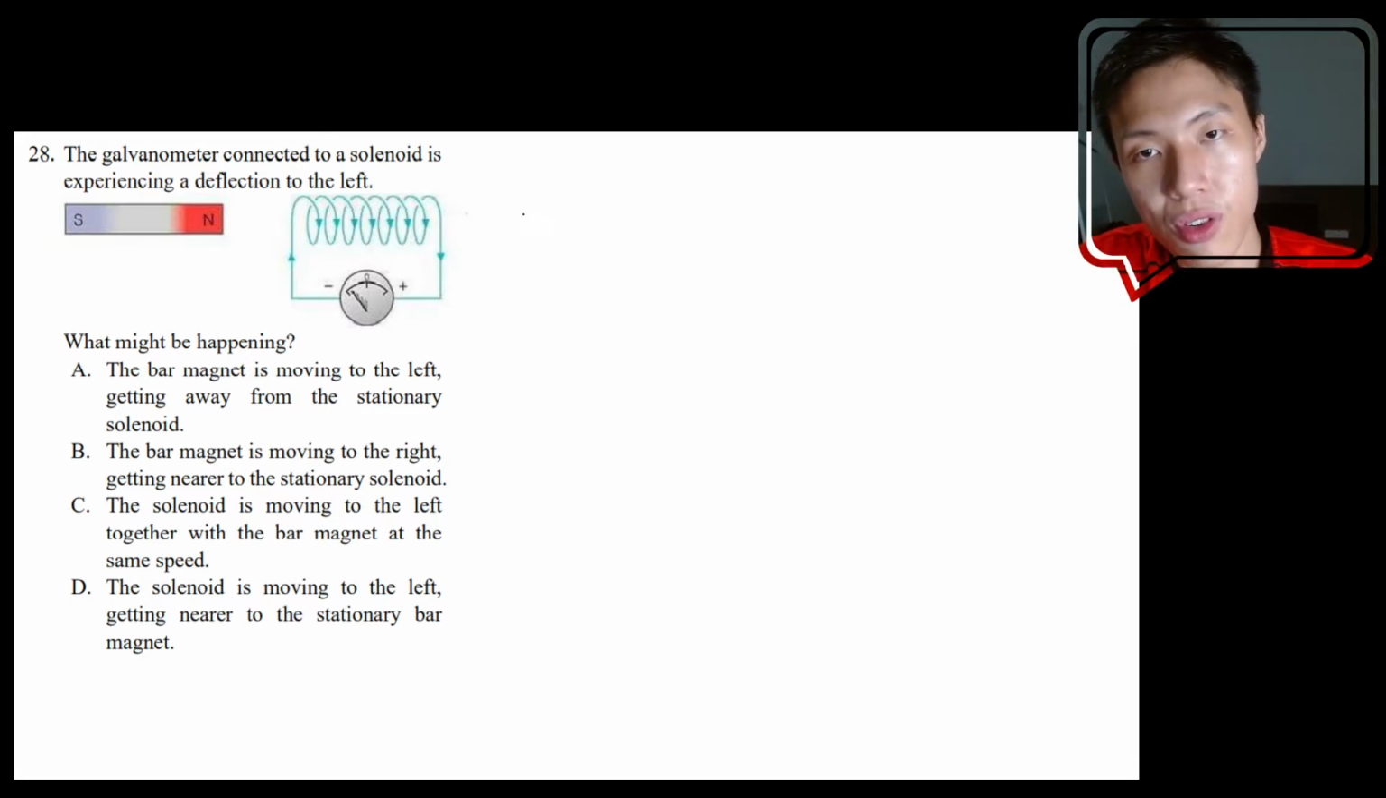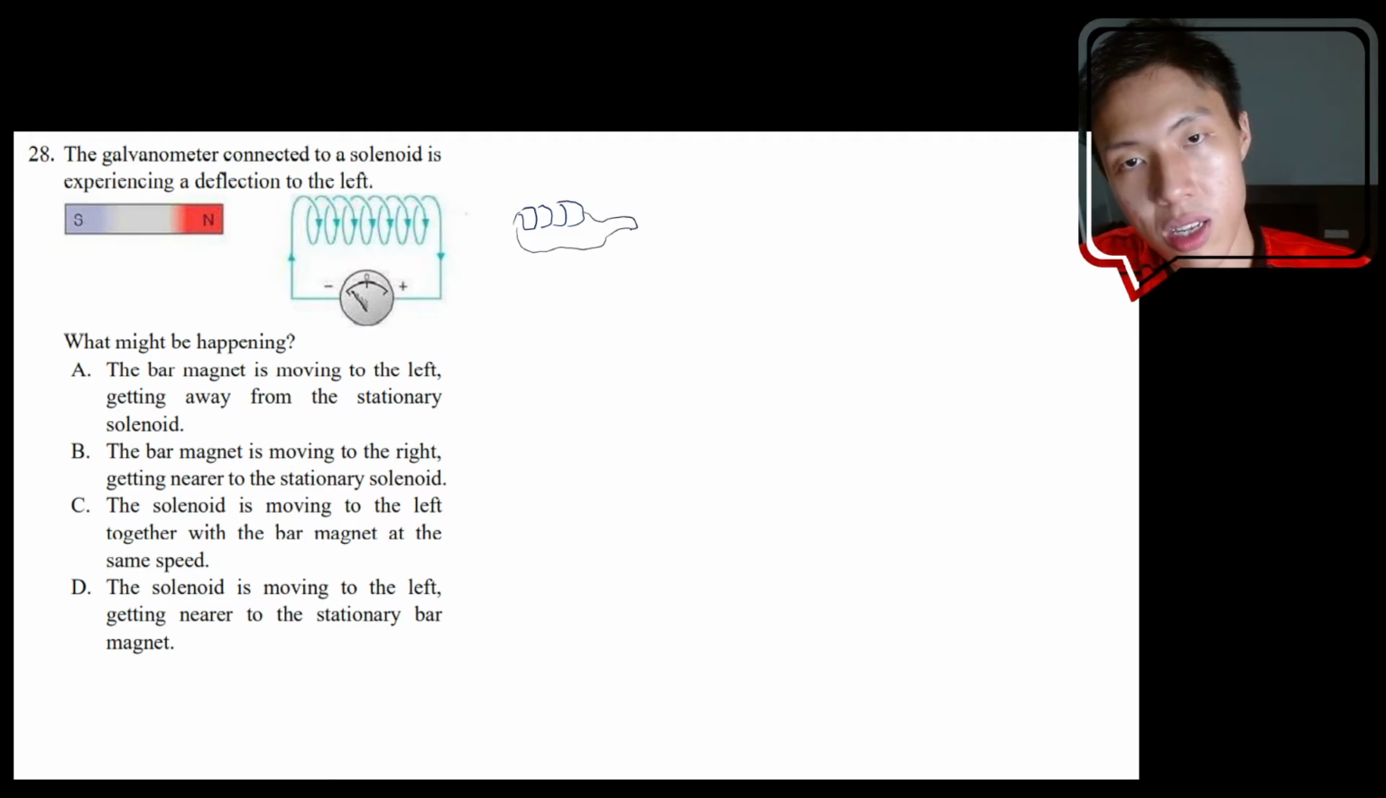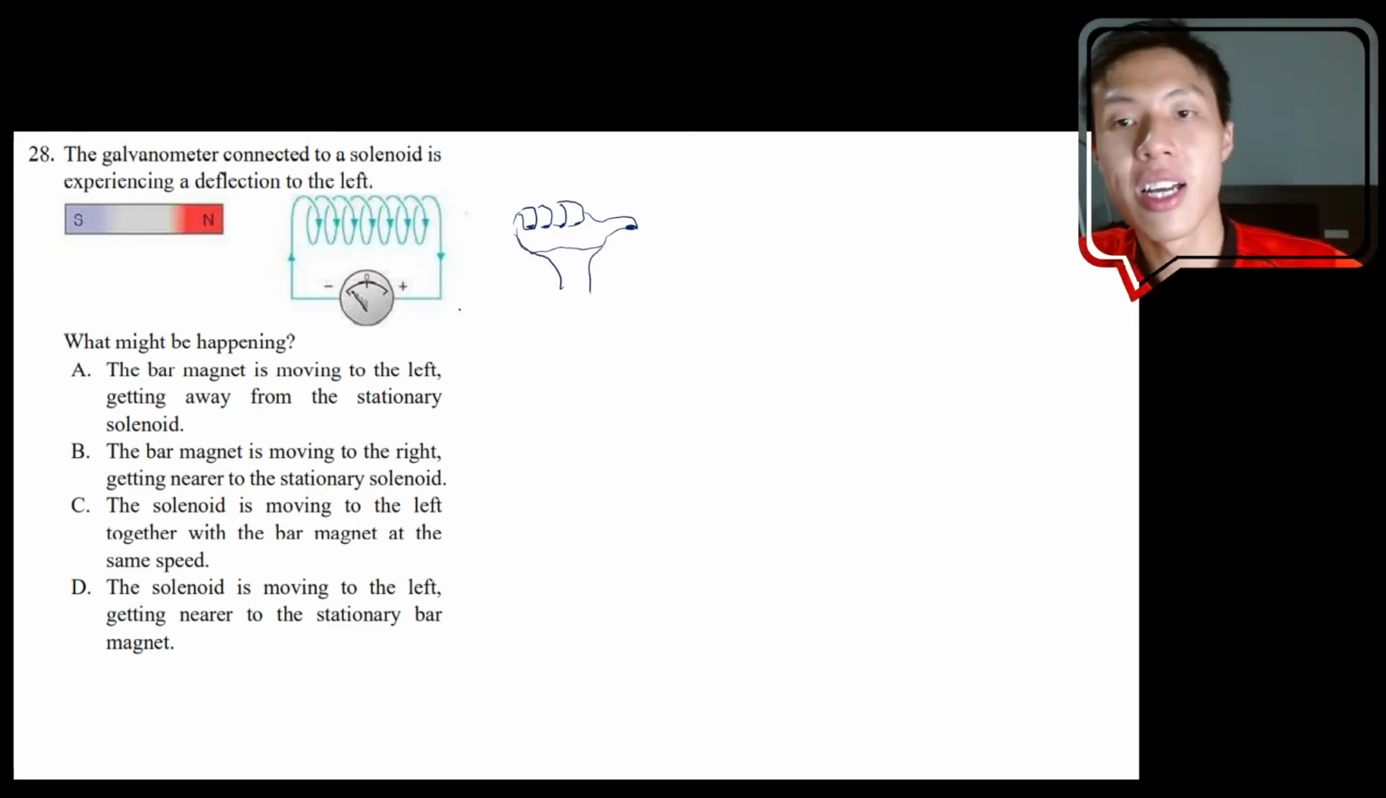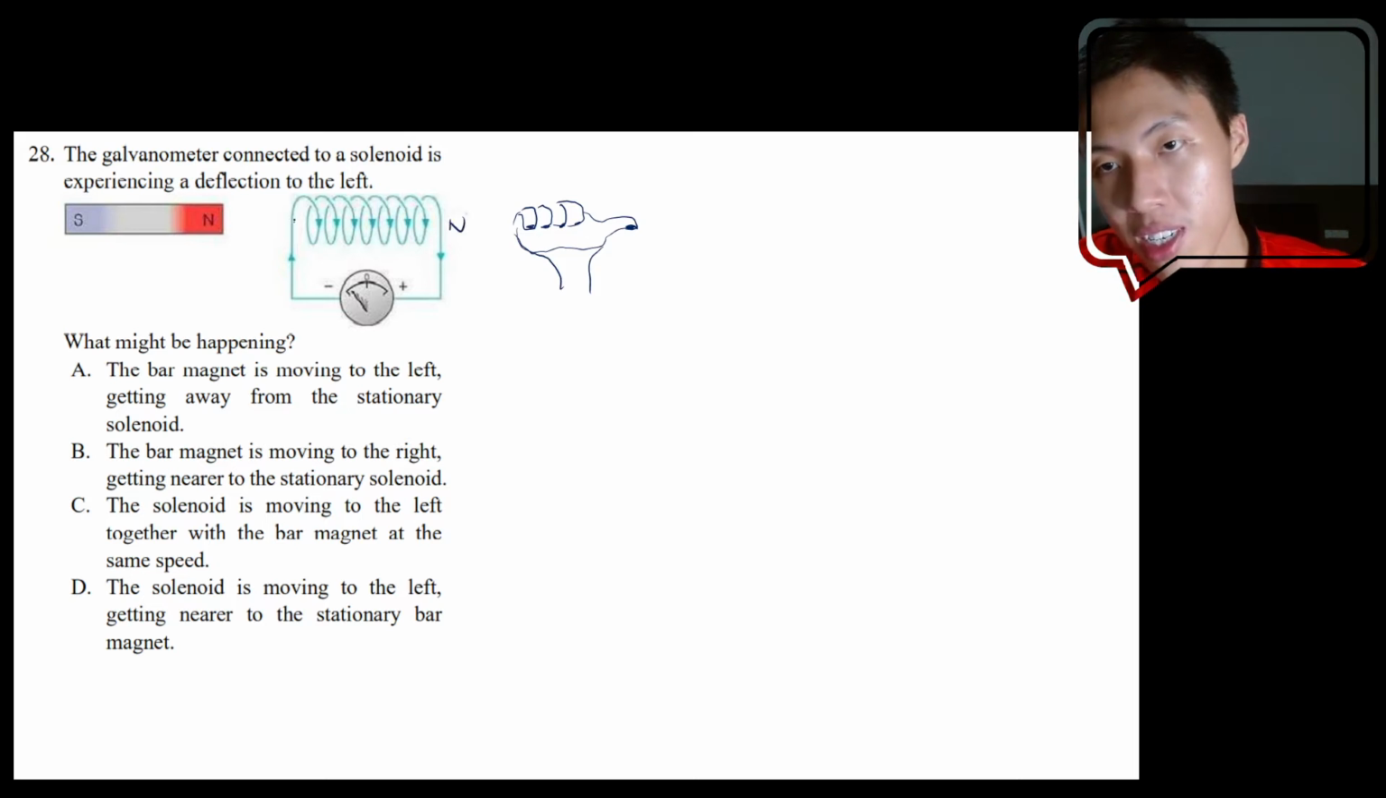If you want to draw the situation, your thumb will be pointing to the right. Therefore, you know that this is a north pole, this is a south pole. So you see this is a north and a south, therefore you know that they are trying to attract each other. So the attraction here is trying to oppose something.